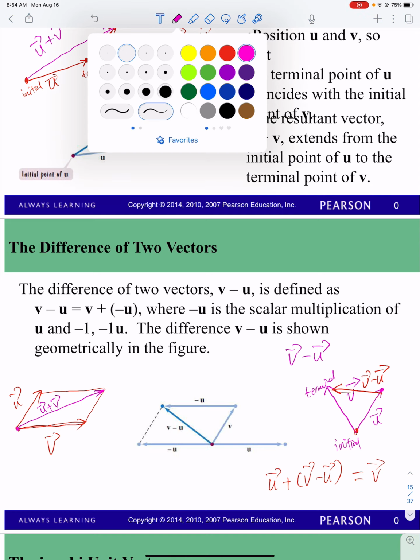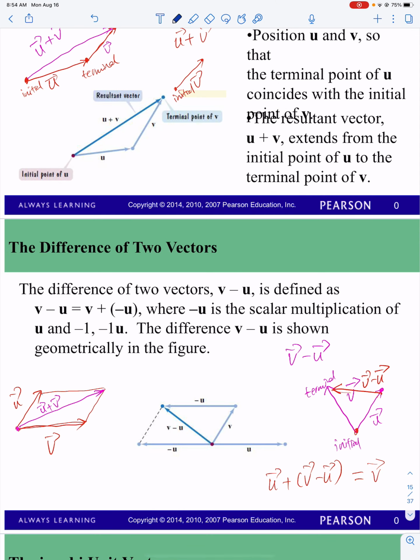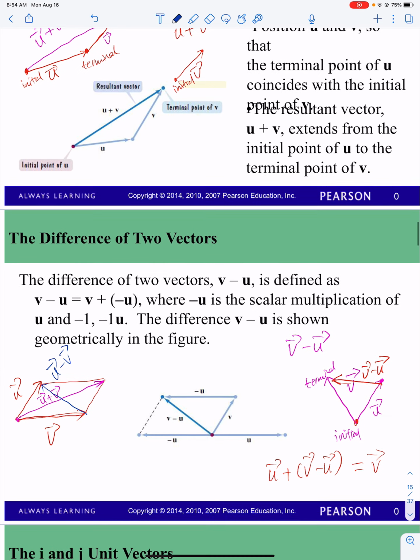Okay, and this diagonal is u minus v. Okay, so this is how you draw the picture. If you add, you connect the initial with the terminal together. If you subtract, you connect the two initial points together, and then connect the other two sides.